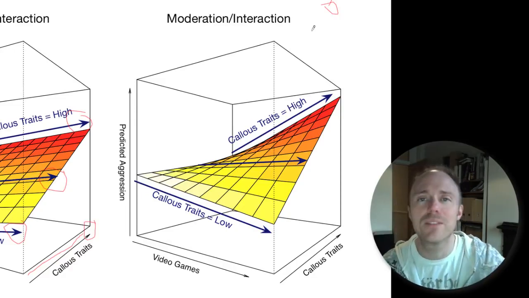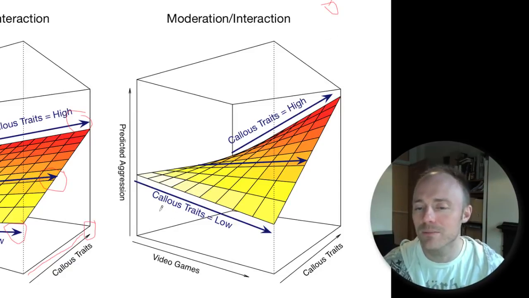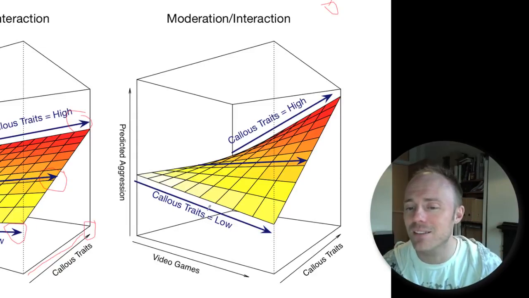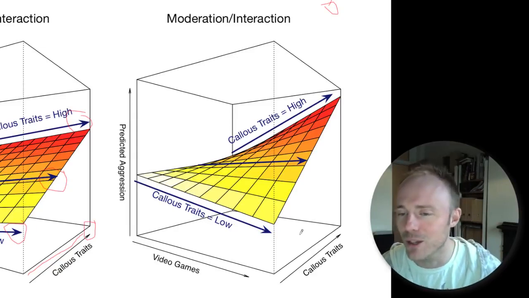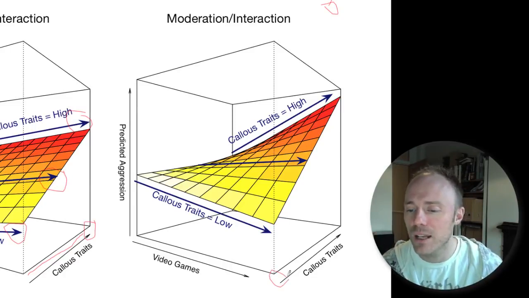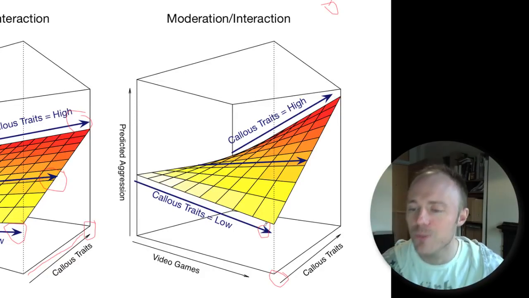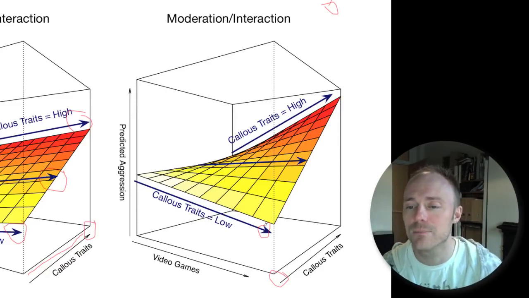So what we were just talking about was when callous unemotional traits isn't a moderator. When it is a moderator, this is an example of the sort of situation we might get, although it's a bit over-egged. So again, if we look at low levels of callous unemotional traits, then the relationship between video gaming and aggression is actually negative. So this blue arrow is pointing downwards, indicating that the more video games you play, the less aggression you show at low levels of callous traits.